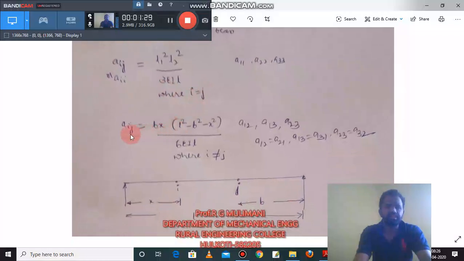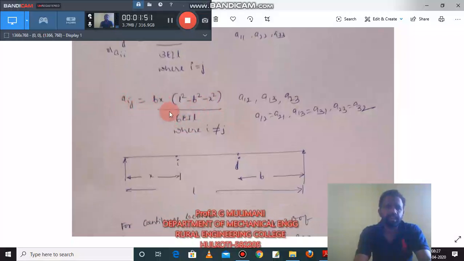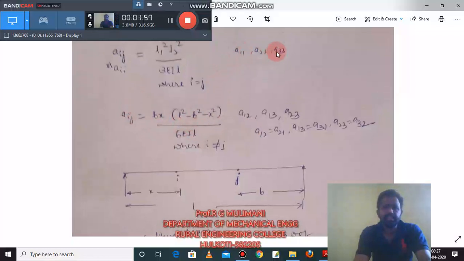If i is not equal to j, for such cases, A12, where 1 is not equal to 2, for this we are using these expressions. Okay, b x comma L square minus b square minus x square divided by 6EIL. But when you are using these equations: in the cases where i is equal to j, 11, 22, 33, you use these equations, and when i is not equal to j, then you use this equation.